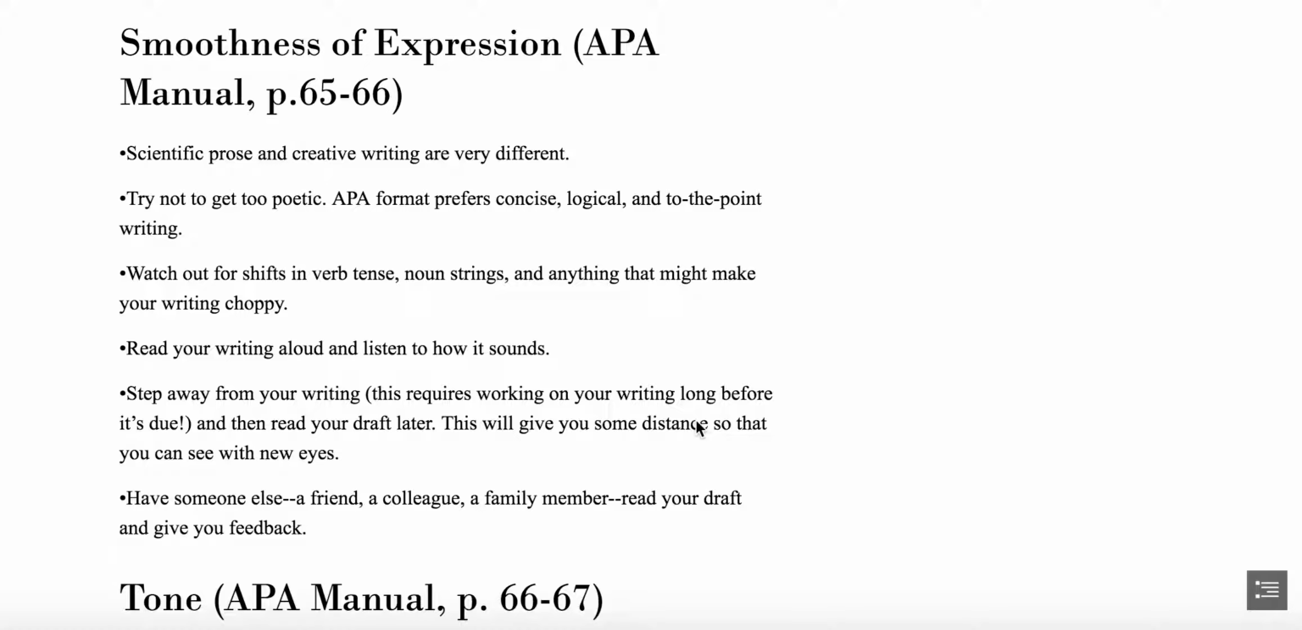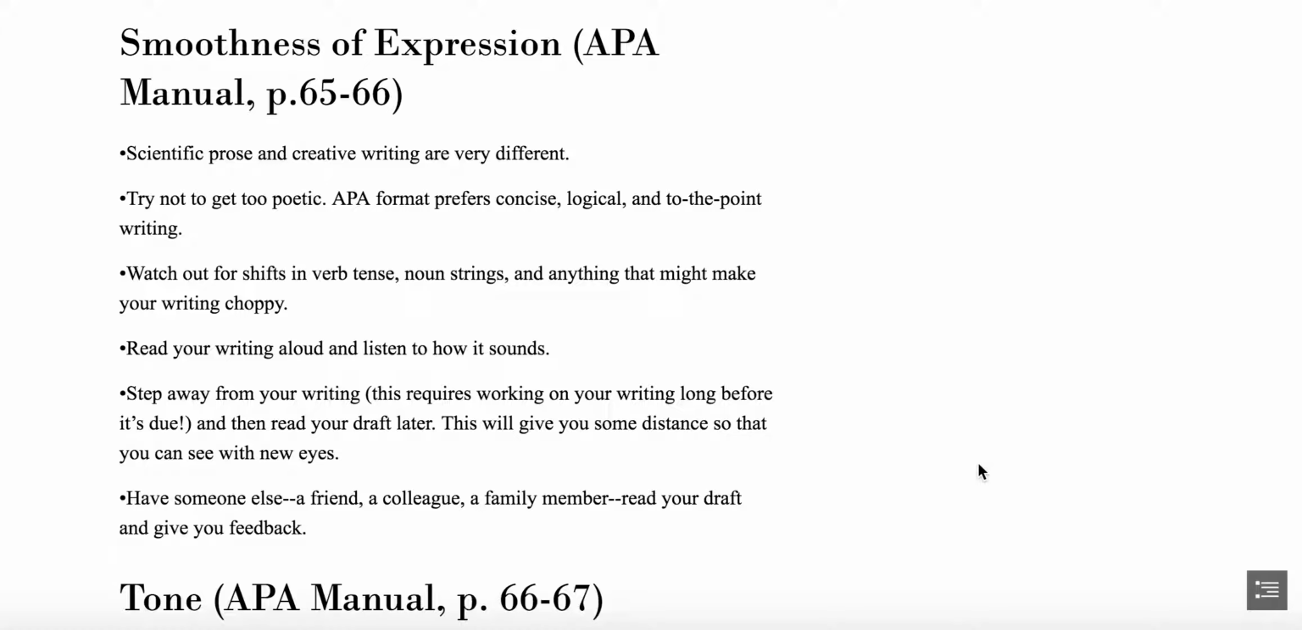Step away from your writing. This requires working on your writing long before it's due. So if you are writing an essay that's due that night, you're not going to have time to do half of these things. You need to work on it well in advance in order to do effective strategies. So you walk away from it, and a couple of days later, read your draft again. This will give you some distance so that you can see with new eyes.